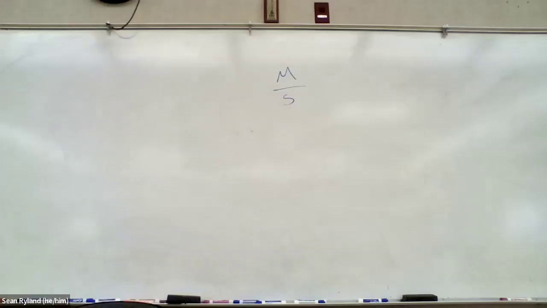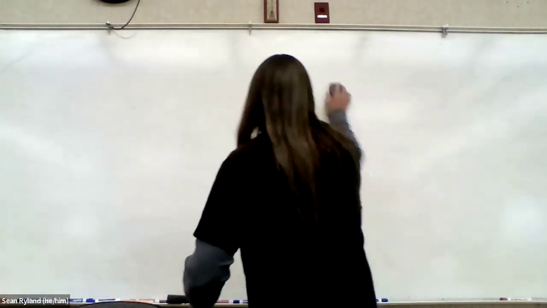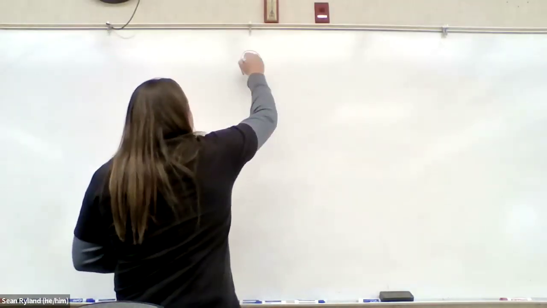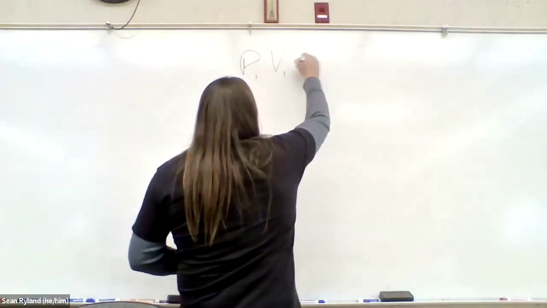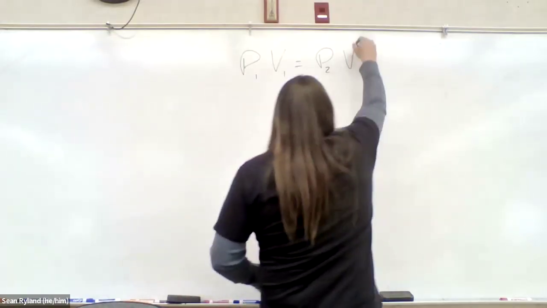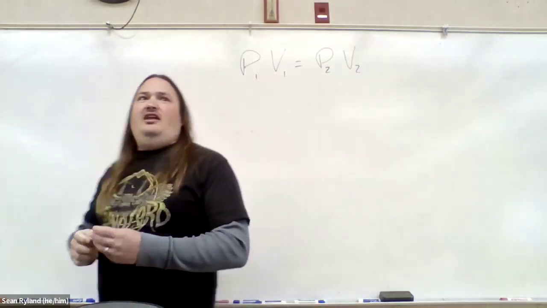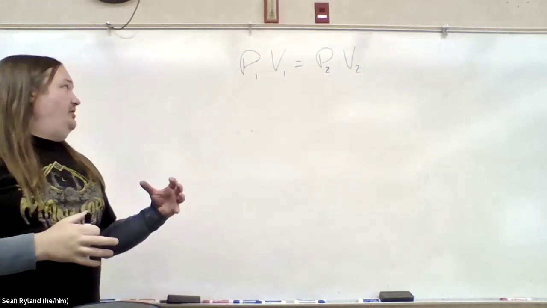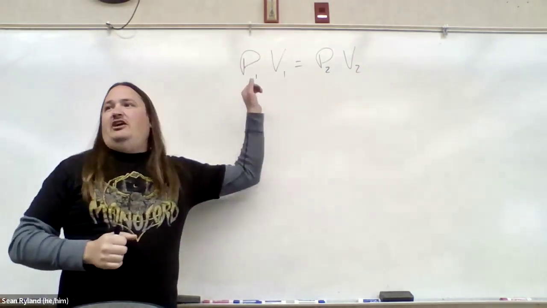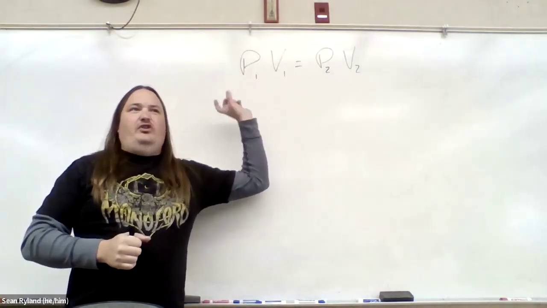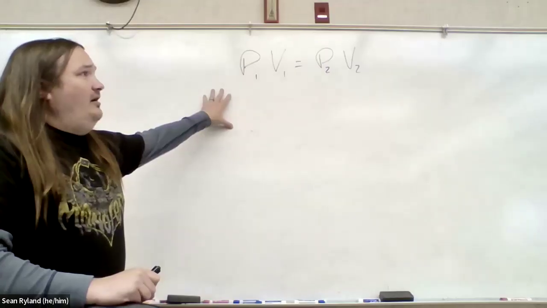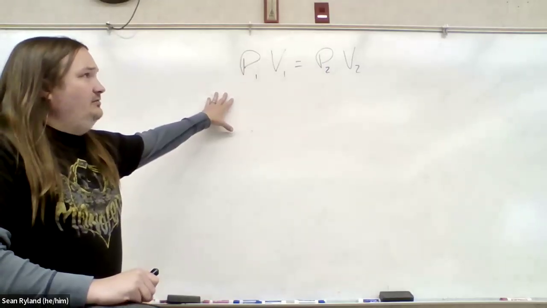Quick reminder of where we started. This is our first simple gas law. Our first simple gas law, Boyle's law, was that P1 times V1 equals P2 times V2. For any enclosed gas at a constant temperature, if you change the volume, it changes the pressure. And we can predict what those changes are by using this equation.